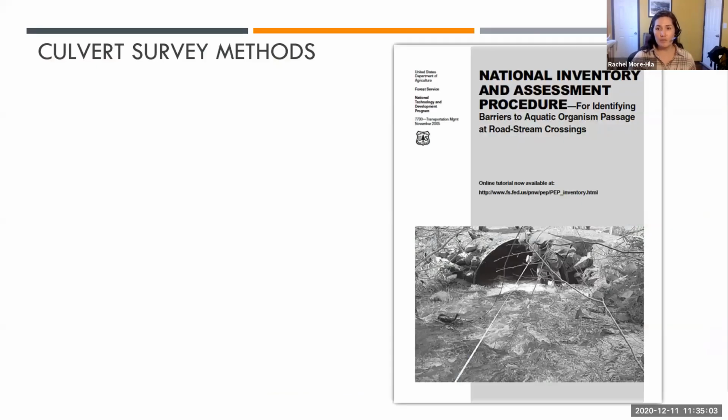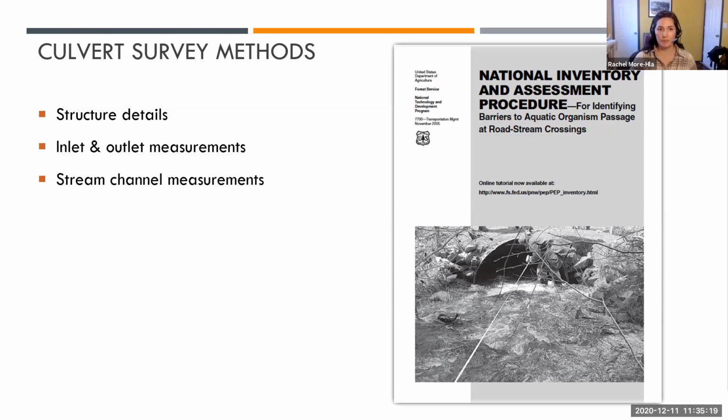The culvert inventory was based on national methods established in 2005 by Clark et al. Small adaptations were made to the protocol to collect data on structure details, including the length, shape, condition, and type of the culvert, measurements of the inlet, outlet, and surrounding channel above and below the culvert.